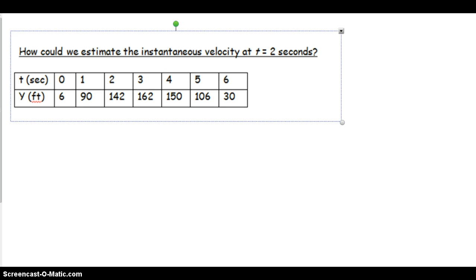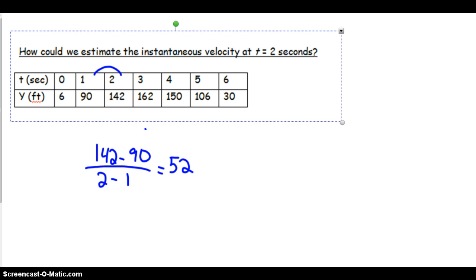Now we're going to get into instantaneous velocity, and you're going to notice that it's now at t equals 2, just 1 specific second. So I'm now looking at a smaller interval. If I have a table, I have to use what I have available here. So the options I have: I could do the interval from 1 to 2, which would be 142 minus 90 over 2 minus 1. That's going to reduce to 52.